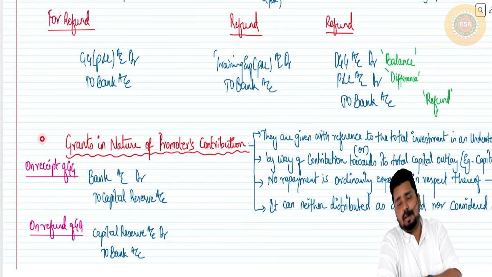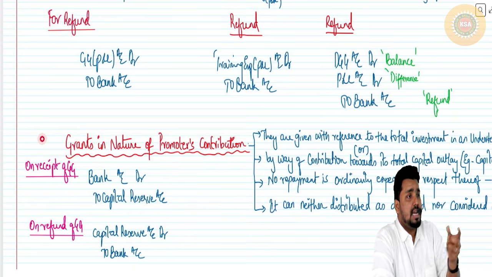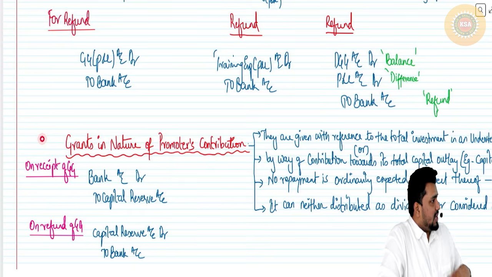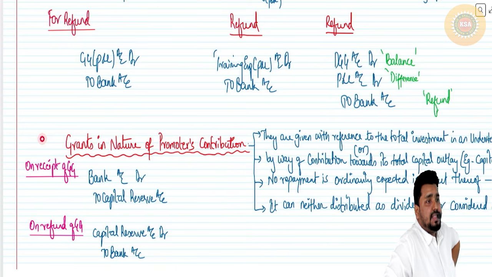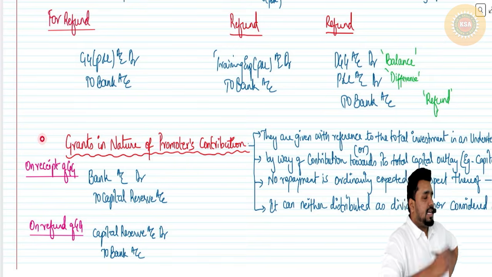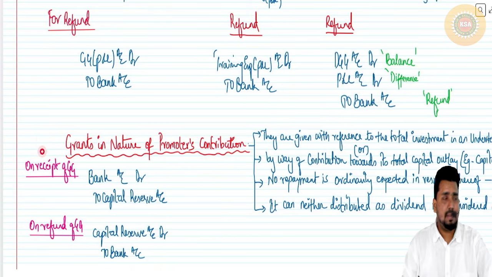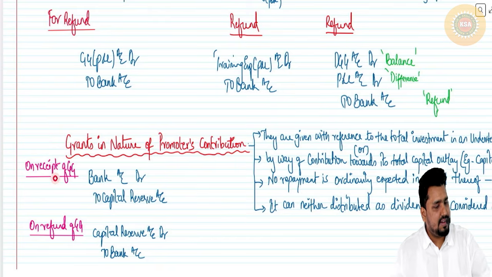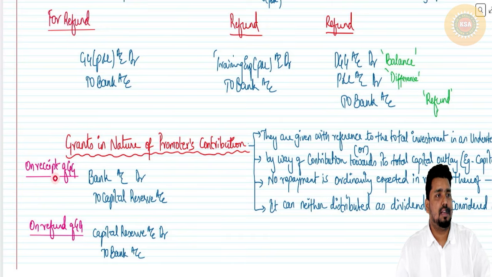Generally, for this type of grants, what will not be expected? Repayment will not be expected. Therefore, it is treated like what profit? Capital profit, which should be taken to capital reserve. Since you are taking it to capital reserve, should dividend be distributed or not distributed?